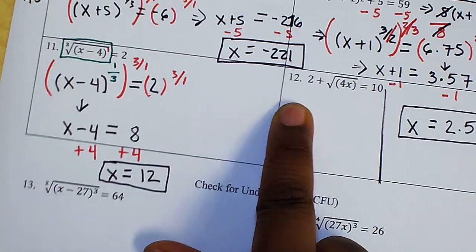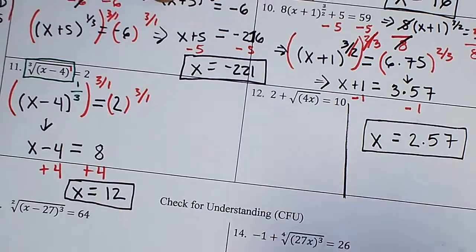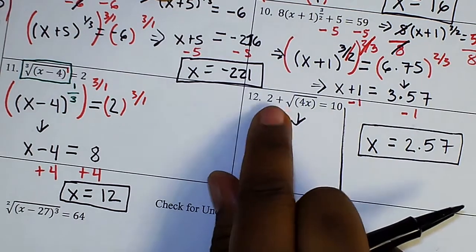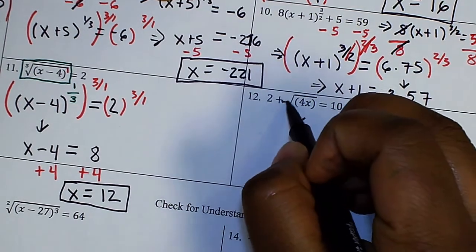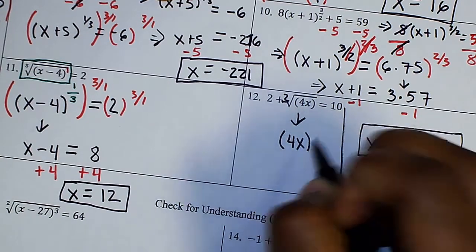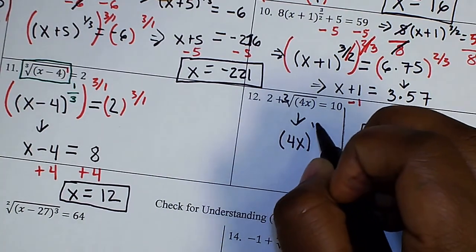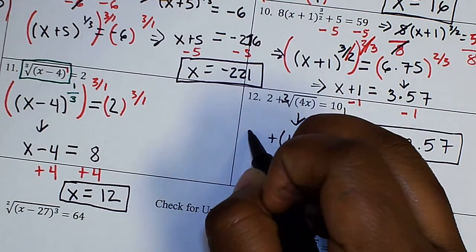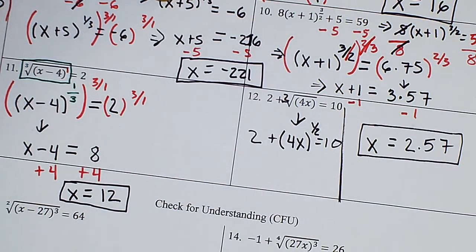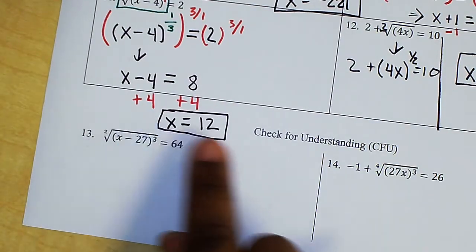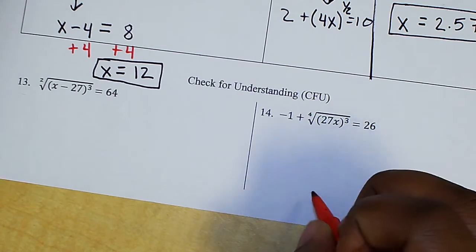So try to do number 12 by yourself. So this would change to, remember, if I don't see the number, then it's an invisible 2 here. So this would change to 4x to the power of 1 over 2 is equal to 10. And then I have the plus 2 there. So try to do this one by yourself and try to do number 13 and 14 is extra credit.